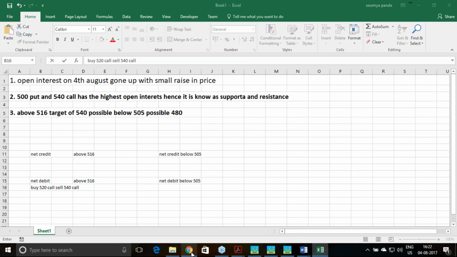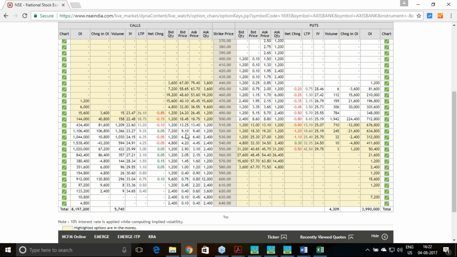540 call. So going by the current price, the 520 call is at 9 rupees 35 paisa. This is 4. So 4, if you less it, some 5 rupees it is coming. So 5 rupees risk with 15 rupees reward. Maximum 5 rupees risk with 15 rupees reward you can form.